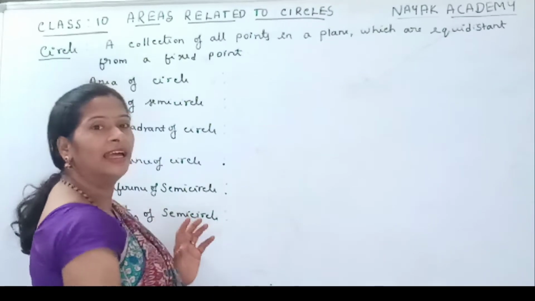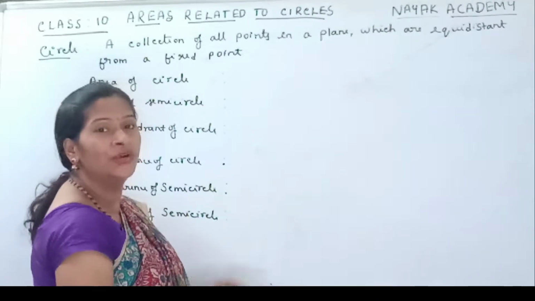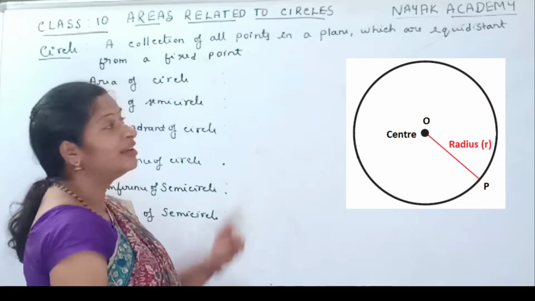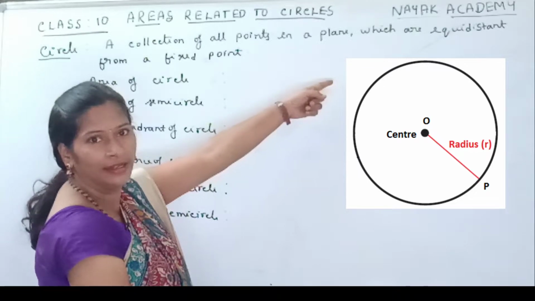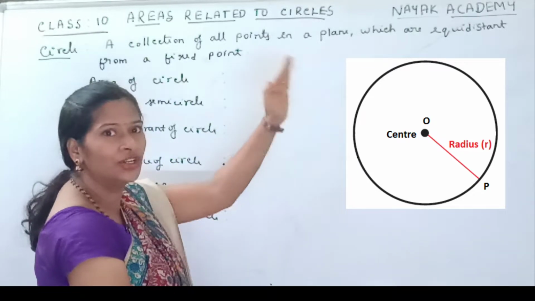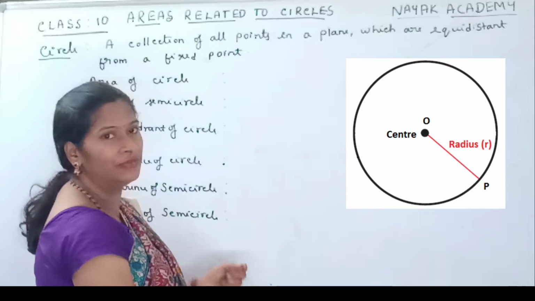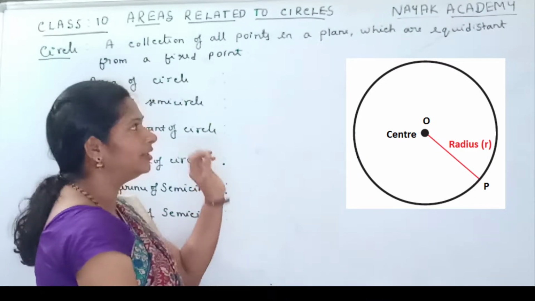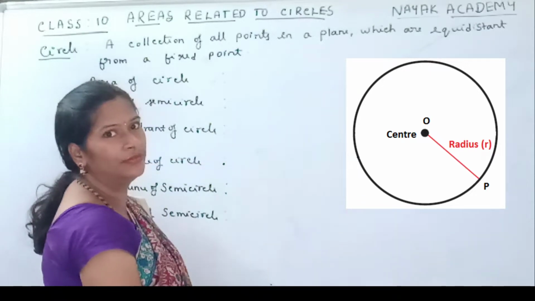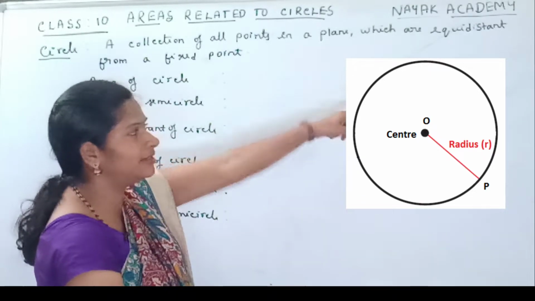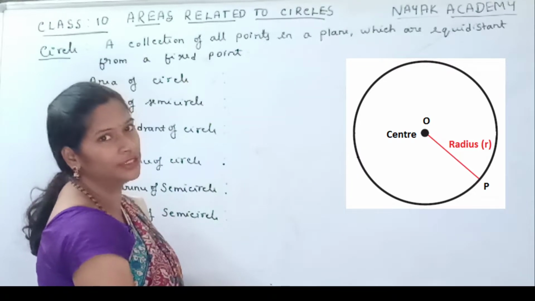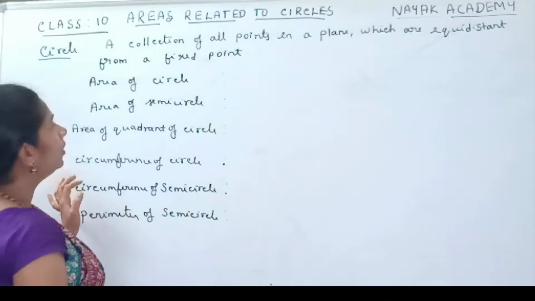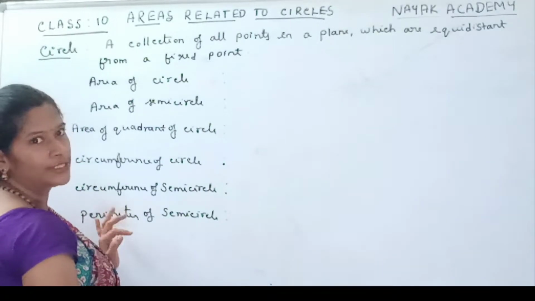We know that the collection of all points in a plane which are equidistant from a fixed point is called a circle. Now you can see the picture on the screen. So a circle is nothing but a collection of all points in a plane which are equidistant from a fixed point, and that fixed point is called the center of the circle and the fixed distance is called the radius of the circle.